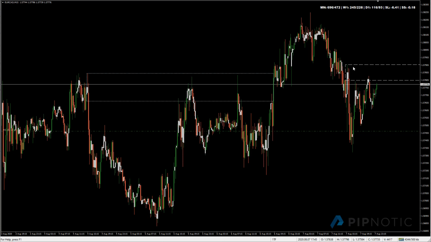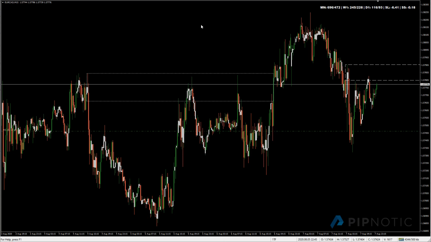We had another example here. This one has been consumed, hence the dotted border of the rectangle. This is a candle here that closed above it, and then this one here is still valid because it's only been tested, and the test came here. But this area was qualified on the hourly chart. When price was down here, we were told that we should be looking to sell up here.